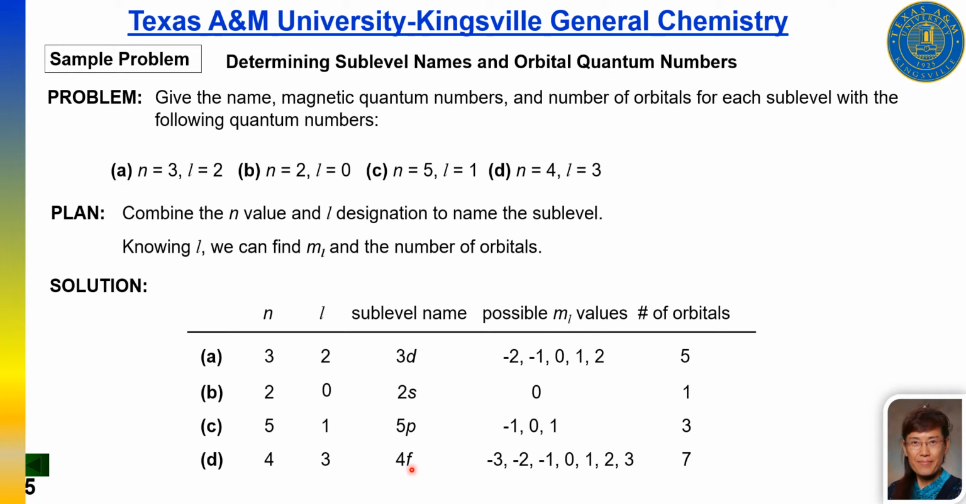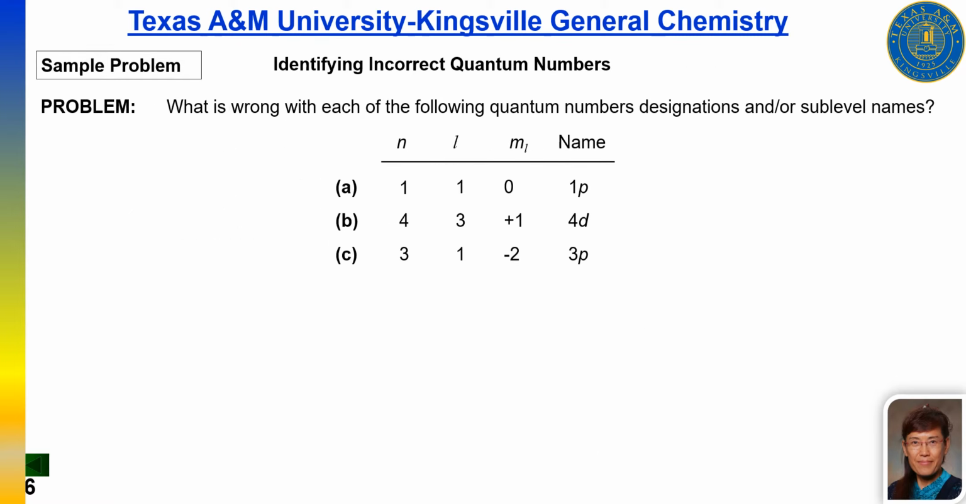In your homework, you have this question. If your L is 3, your ML can be -3, -2, -1, 0, +1, +2, +3. Totally how many numbers do you have? 7. This 7 can be calculated from 2 times 3 plus 1 equals 7. That's how you determine the different names of the subshells. Those subshells are also called different orbitals.